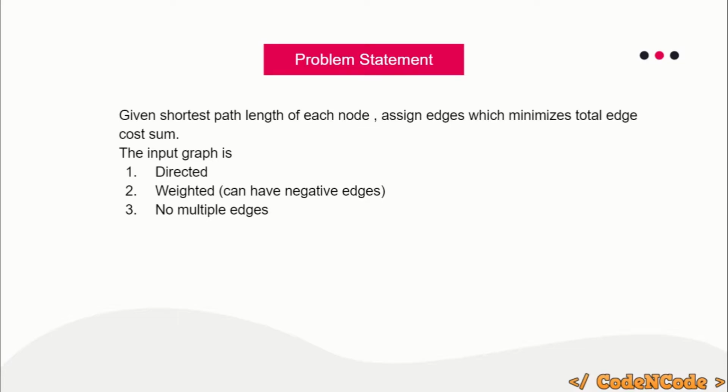The problem statement is you are given the shortest path length of each node from node 1. Then we have to assign edges which minimize the total cost sum of the edges. Now the graph is directed and weighted. The weights can be negative and there are no multiple edges.